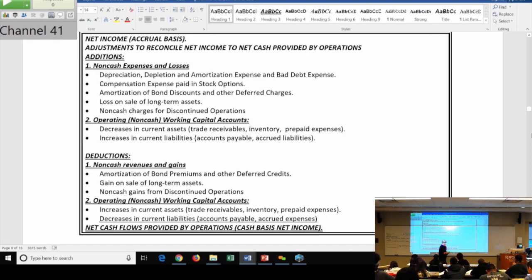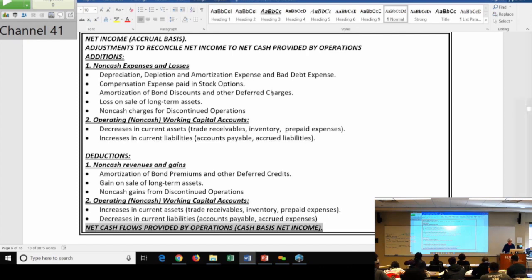What you see up on the screen is the indirect reporting format. It is a reconciliation format. What it does is it takes you from net income on the accrual basis, makes a series of adjustments, and then brings you to the cash basis net income. So effectively, you're converting the accrual to the cash basis. Now, also, I'm going to do this by additions and deductions, but we'll talk further.